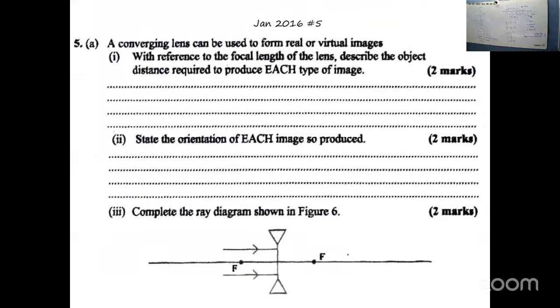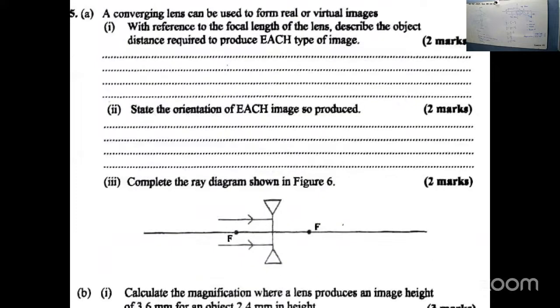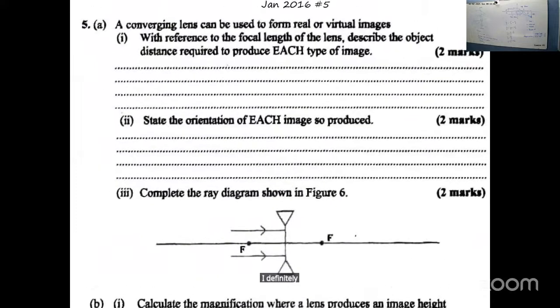So converging lens can be used to go get them. And I just do the first one partly alone.